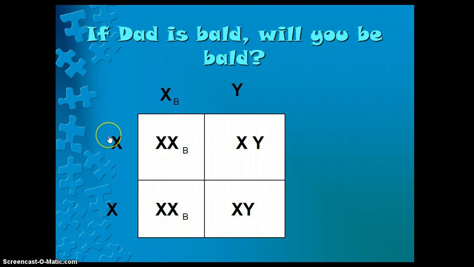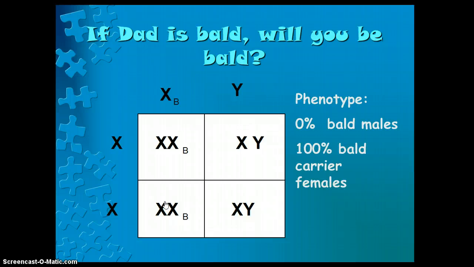Now, if this female was carrying a balding gene, then these males would most certainly be balding, or have a chance of going bald. But given this, we have a normal female, she's not carrying the gene, and we have a balding male. 50% are going to be carrier females, while the other 50% are going to be normal males. We're going to have 100% bald carrier females and 100% bald males.